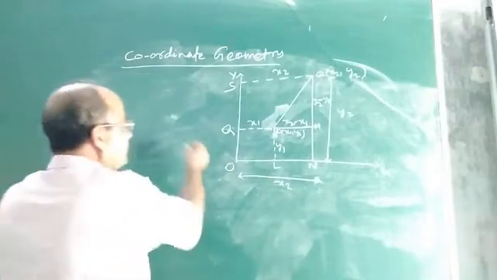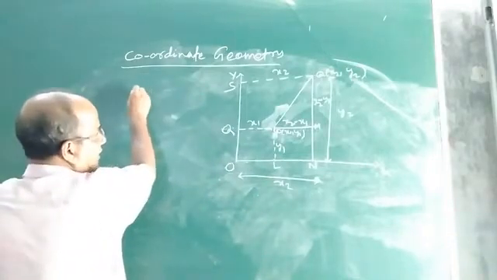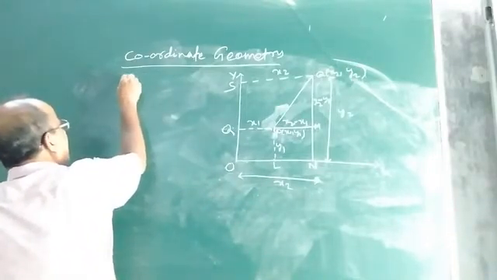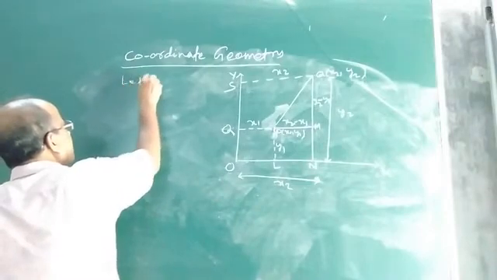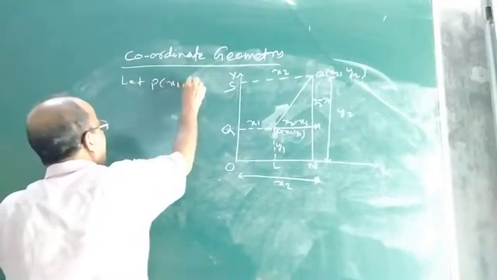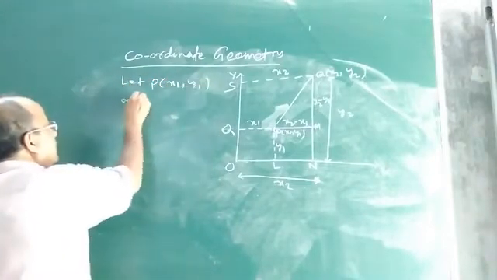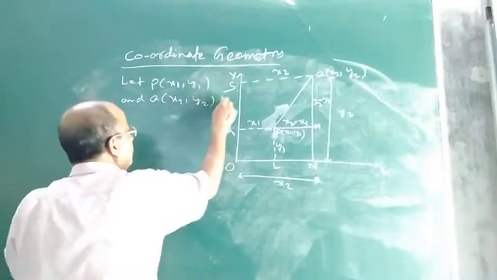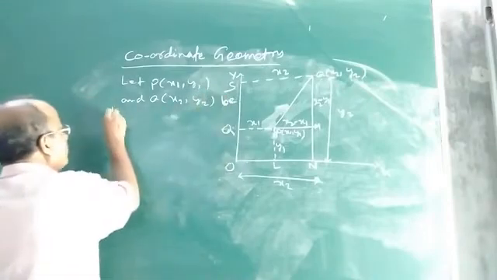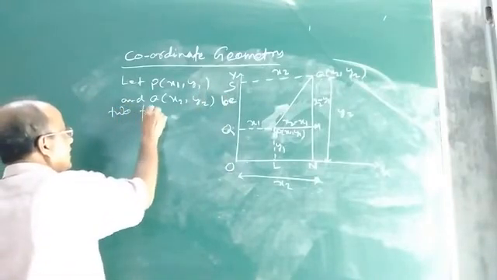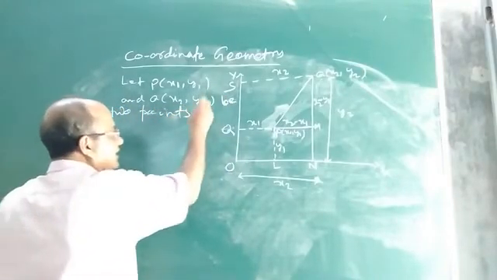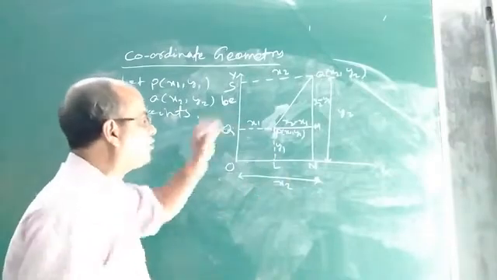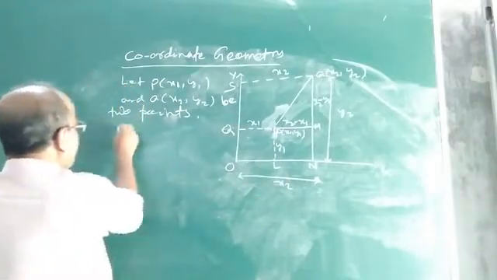Okay. Draw. That means, you are given the coordinates, let P be (x1, y1) and Q be (x2, y2). These are two points in the Cartesian plane or coordinate plane. Now, how to get PQ? You draw.